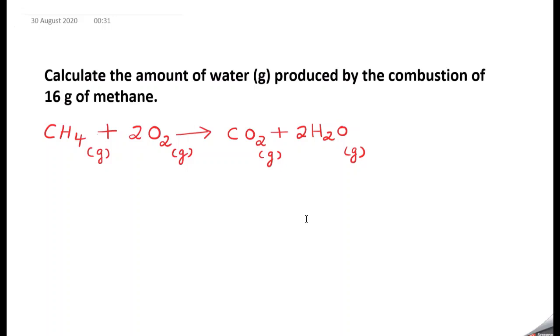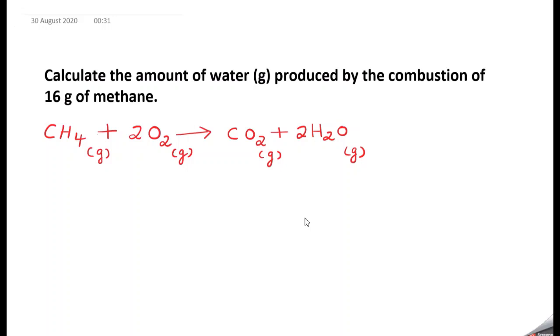So CH4 plus O2. We know that any hydrocarbon containing carbon and hydrogen, on complete combustion, will become carbon dioxide and water. And you could see here it is becoming carbon dioxide and water, and on balancing it becomes 2 moles of oxygen and this becomes 2 moles of water. Okay, now how to solve this question, we will see that.